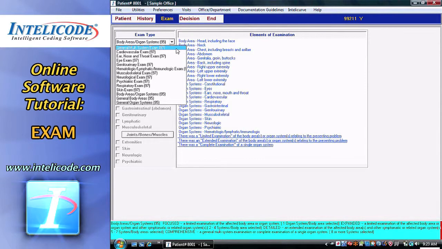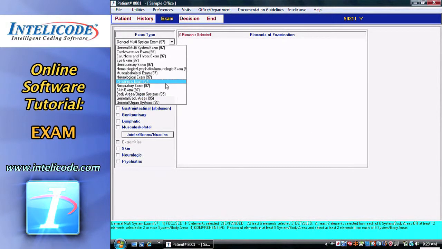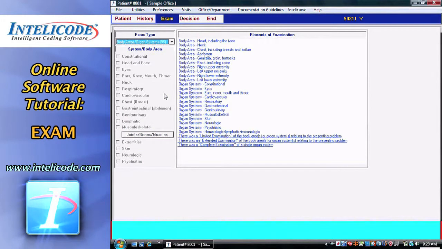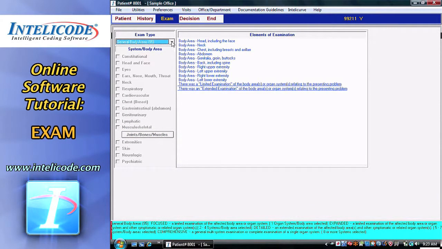the various specialty exams. So we can choose a general multi-system, or we can choose body areas and organ systems under 95, or just body areas. Whichever exam we choose, that's going to be identified on our reports with either a 95 or a 97 to let us know from glancing at the report which exam we chose to audit under.